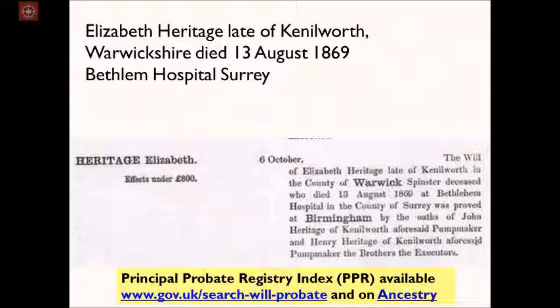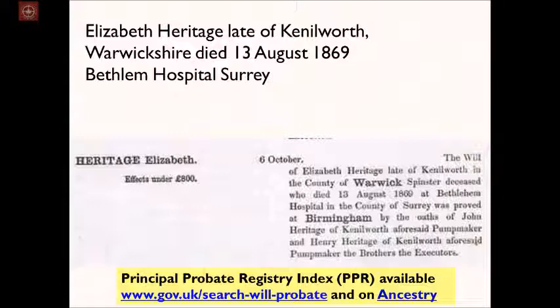Here's this one here, and in this entry, we can see Elizabeth Heritage. It tells us she was late of Kenilworth in the county of Warwick, spinster, deceased, and she died the 13th of August 1809 at Bethlehem Hospital in Surrey. So we can then zone in. She's come from Kenilworth, so perhaps we couldn't find her death because we were looking in Kenilworth, which is in Warwickshire, but she actually died in a hospital in London, in Surrey. So having this information, we can then go back to the death index and hopefully find the death certificate entry there and buy the certificate.